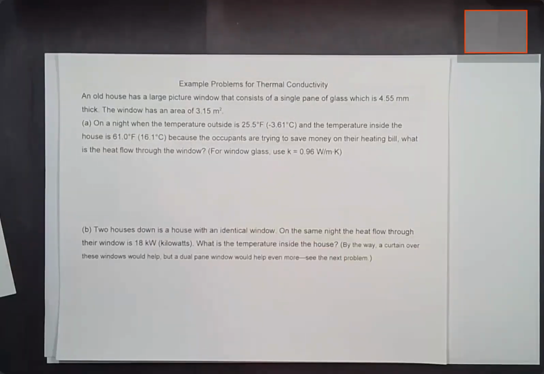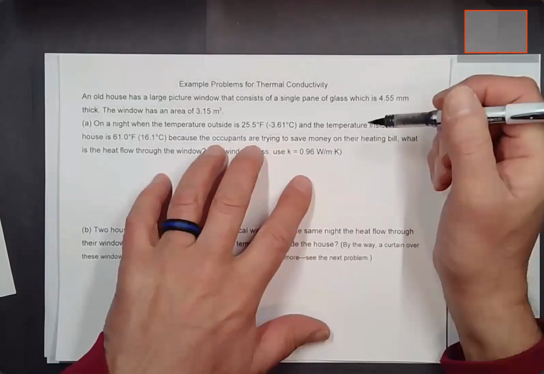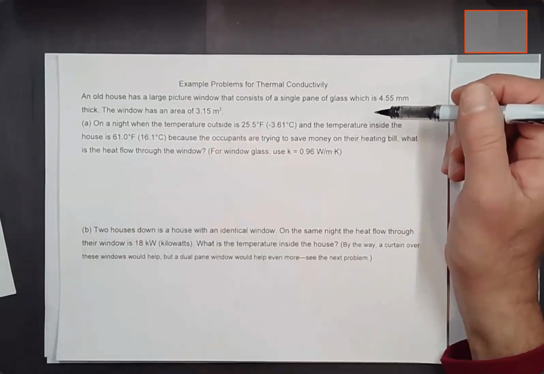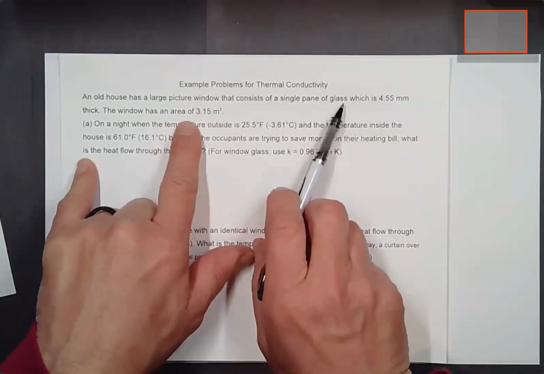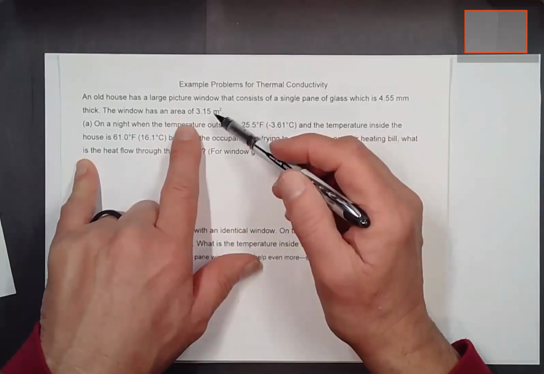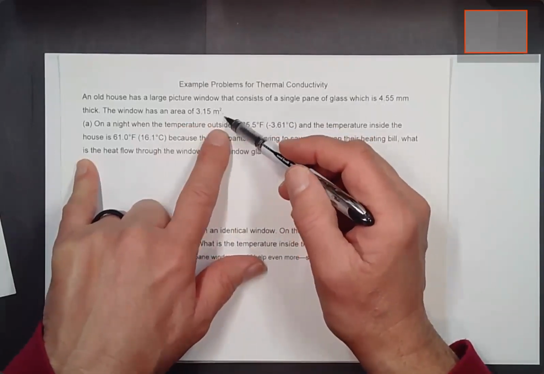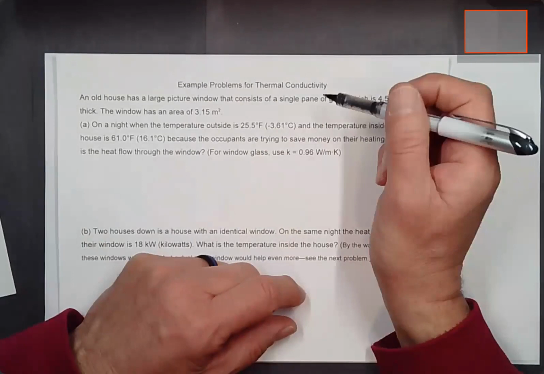Prior to the 1970s, just about any house you bought would have had single pane windows. And in the 1970s, they started transitioning to dual pane windows, which have 2 panes of glass. And we'll look at one of those for a sample calculation. But a single pane of glass, let's just imagine this old house has a picture window, single pane of glass, 4.55 millimeters thick, and it has an area of 3.15 square meters. And I just kind of made up a sample window here.